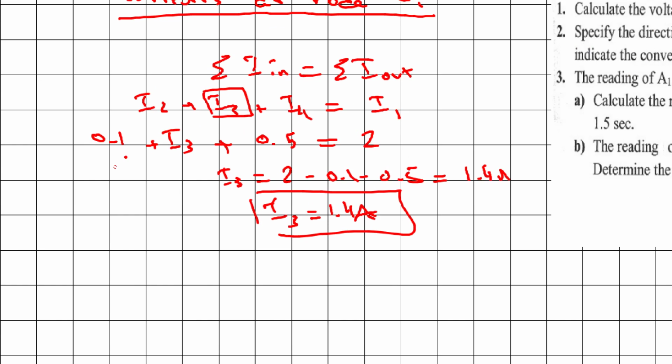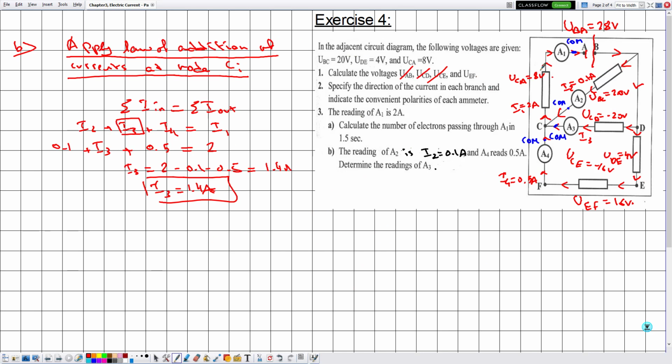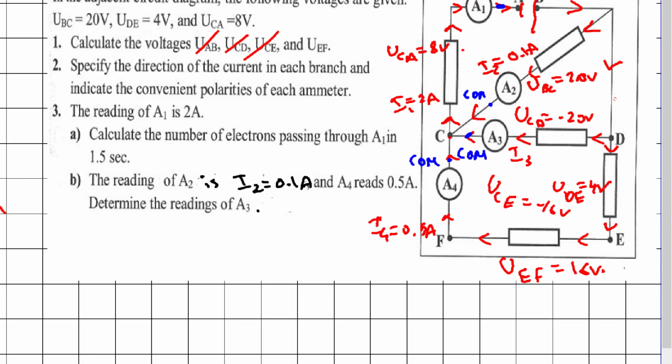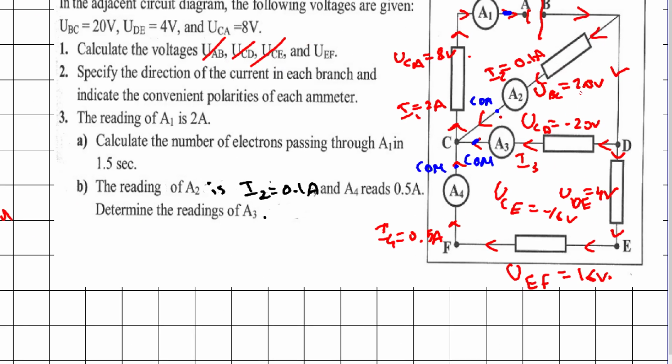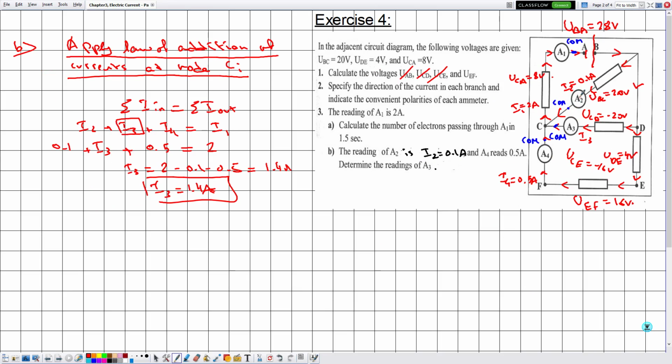Now if we have chosen I2 to be 2 amperes, if this is 2 instead of 0.1, then I3 will be given by 2 minus 0.5, which is minus 0.5 amperes, which is negative. Which means that I3 is traversing the branch from C to D and not from D to C. But we are sure that the direction of the current is from D to C, because this direction has been determined from the voltages.